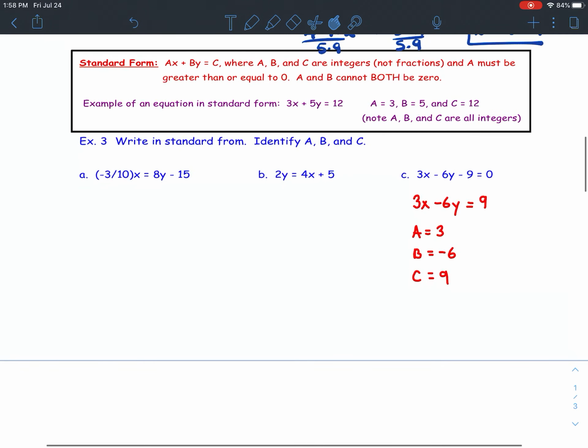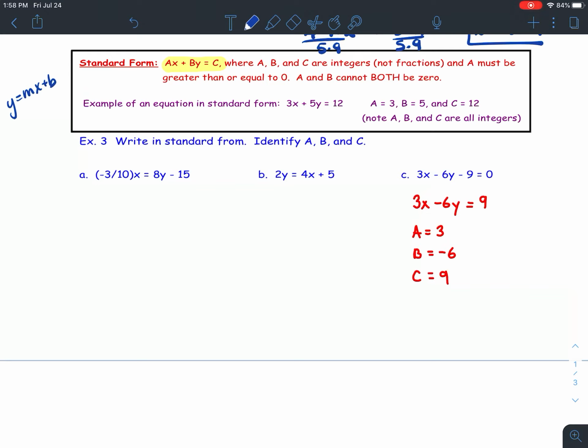Now, the next thing we're going to talk about is what's known as standard form. Standard form is something that's not used a lot in algebra. It is a different way that you can express an equation. I think you are most familiar with having equations in the slope-intercept form.